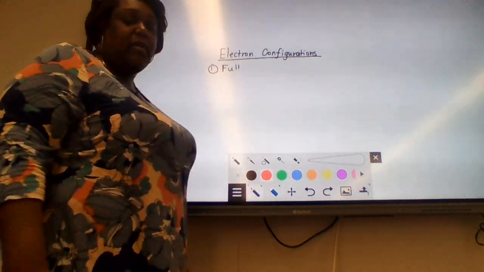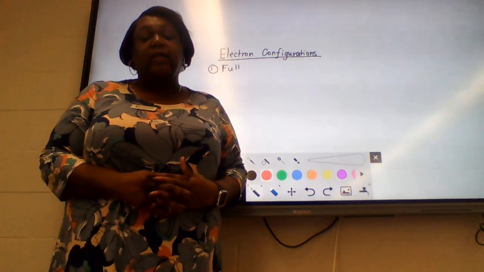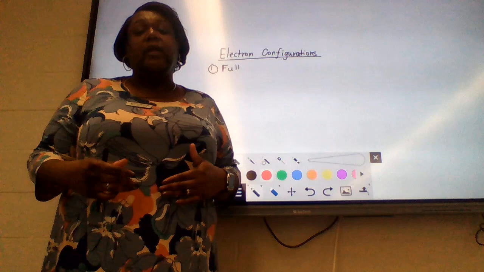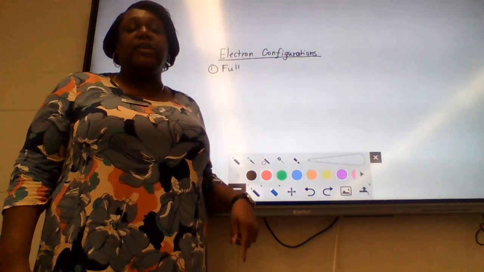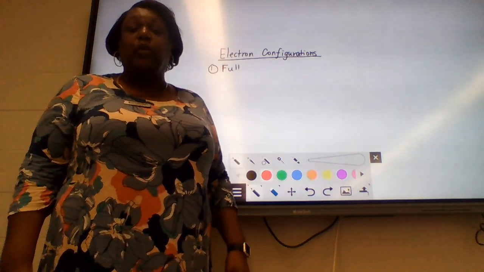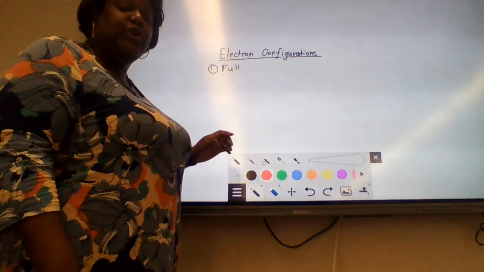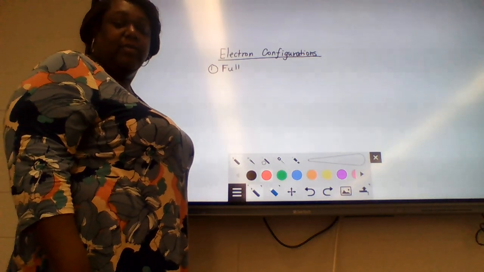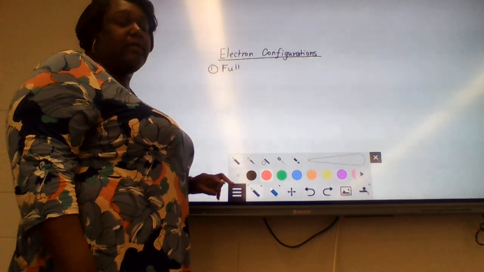What you've got to remember about electron configuration is when you're asked to give an electron configuration, you're being asked to show me how the electrons are arranged in that particular atom. So for a full configuration, you have to start at the first element on the periodic table, which we know is hydrogen. Every time you enter a new row or a new block on the periodic table, you're going to have to give me a new big number and a new letter.